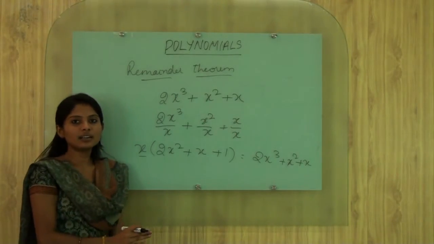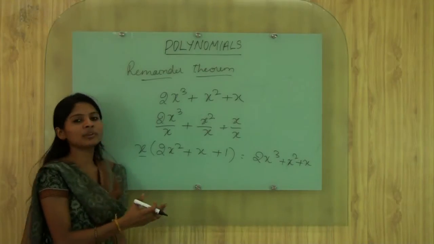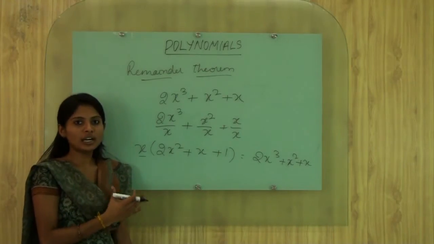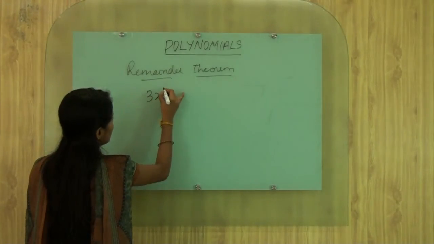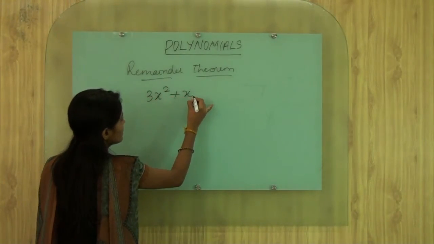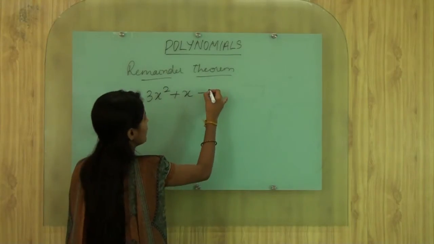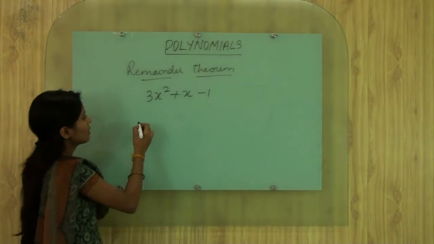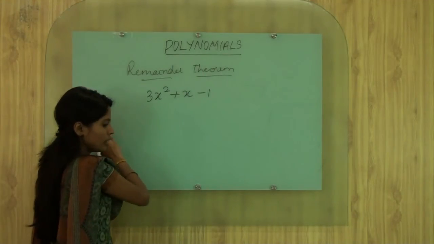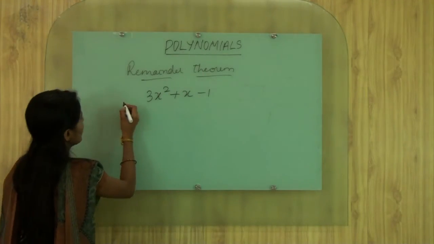Let's consider a polynomial and divide it using another polynomial. x square plus x minus 1. Let's divide this polynomial using x plus 1.